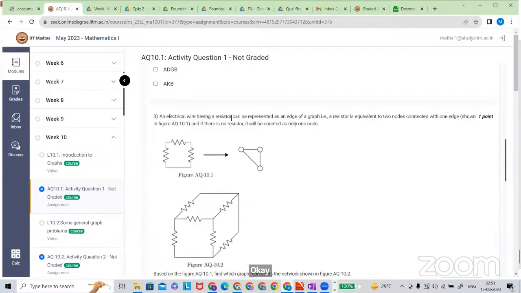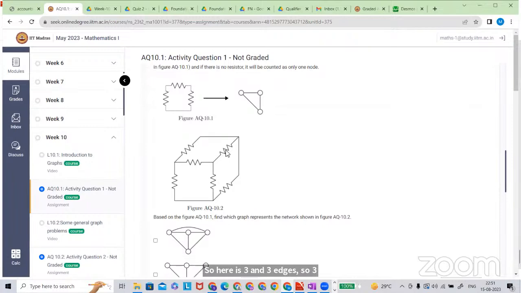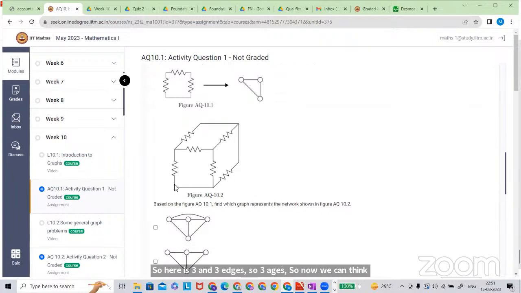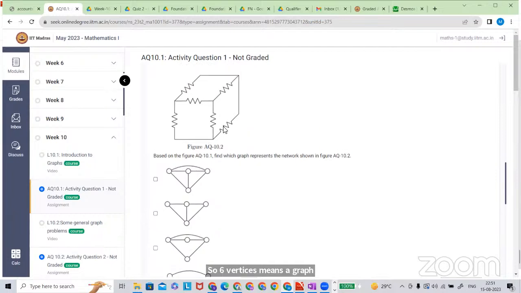The electric wire having a resistor can be represented as an edge. So the resistor, like here, is going to be an edge. This wire is going to be a vertex. If you see that it has 3 resistors, so here are 3 vertices and 3 edges. Now we can think like 1, 2, 3, 4, 5, 6. So 6 vertices means a graph contains 6 vertices.